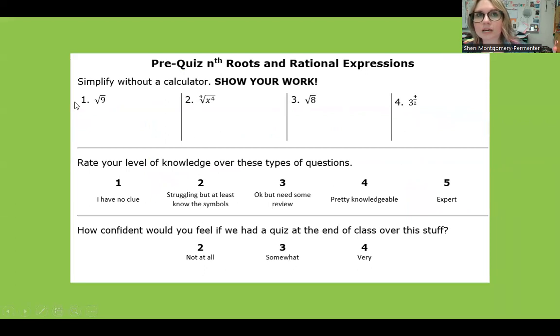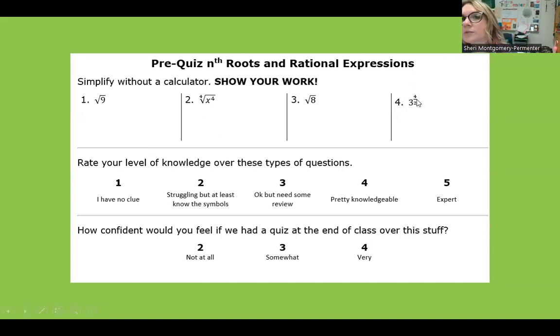Back to this. Do you guys feel more comfortable? Do you think you could do these now? What about the first one? What is the square root of 9? 3. Yeah. What about the fourth root of x to the 4th? What does that equal? What about the rest of y'all? What's the second one equal? Just x. Okay, what about the square root of 8? It's not going to go evenly, but there is a perfect square that can make 8. Which perfect square? 4. So it ends up with 2 square root 2.